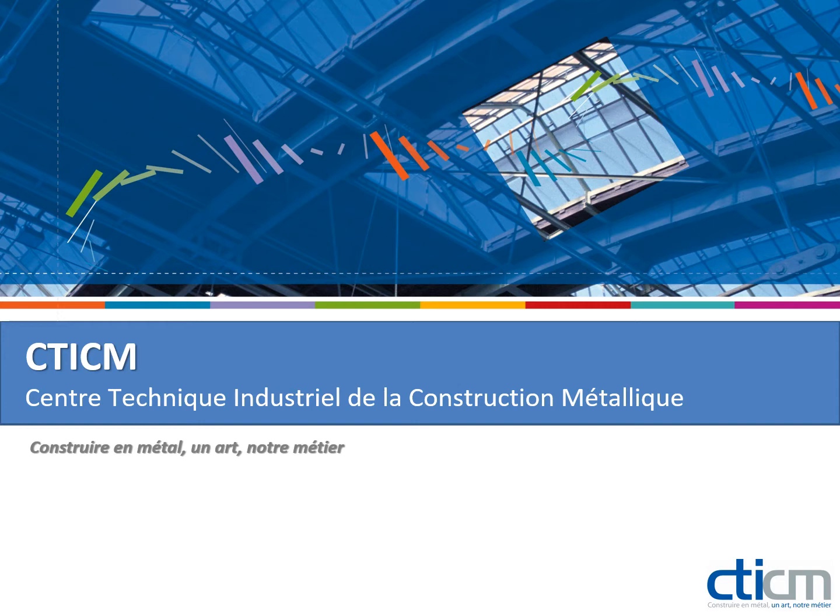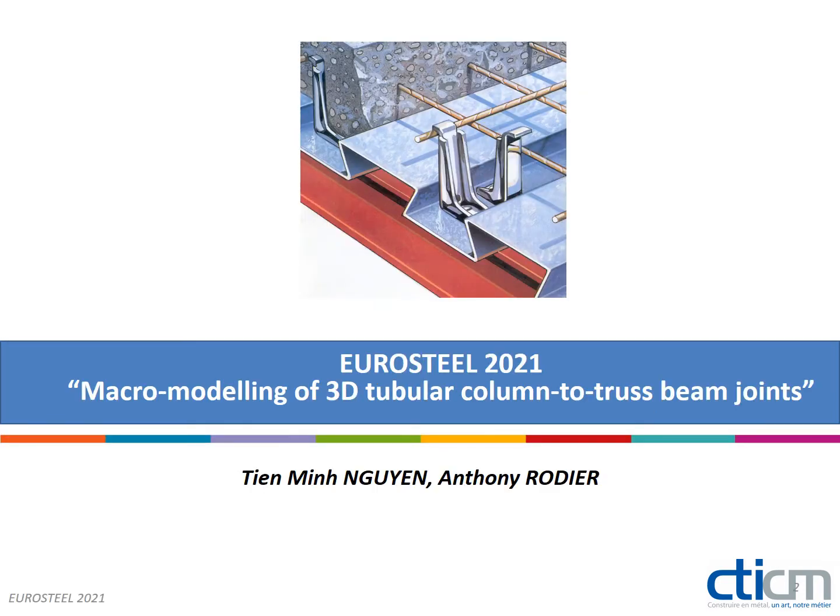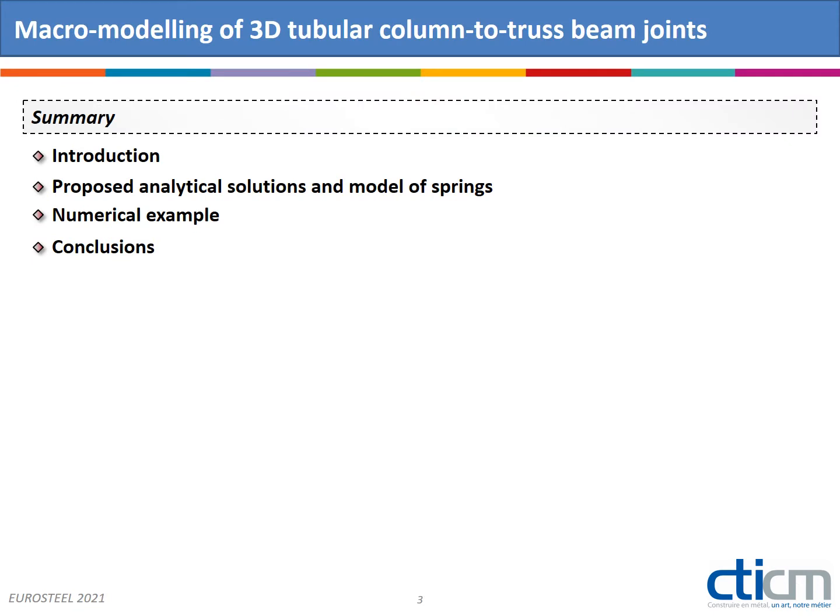Today is my first participation in Eurosteel, and I would like to present to you our research result on macro modeling of 3D tubular column-to-truss beam joints. After some introductions, I present proposed analytical solutions and a model of springs of the new steel joint. They will be illustrated via a numerical example, and I will finish my presentation by giving some conclusions.